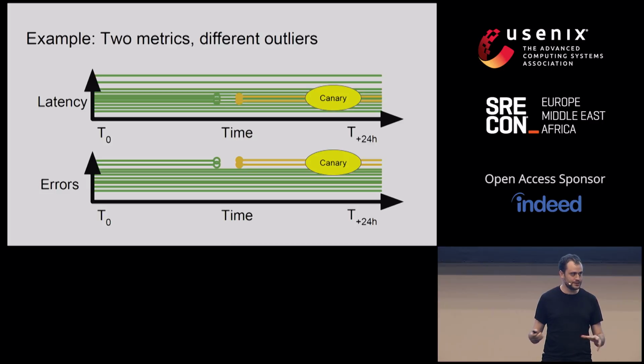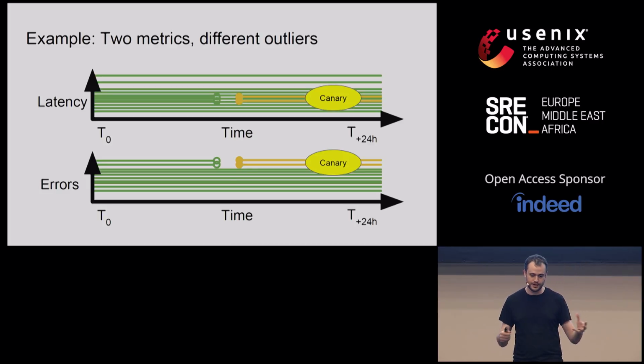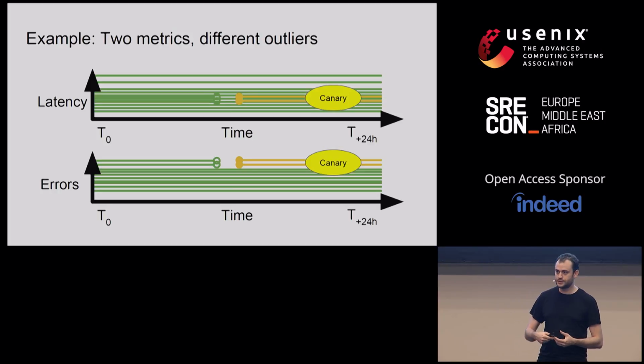Now, some might say that there is some interesting correlation between errors and latency. Usually, you might have a misbehaving service of sorts that might exhibit both. But consider if you're looking at more and more metrics in your system. This becomes an optimization problem that's actually not necessarily possible to solve.